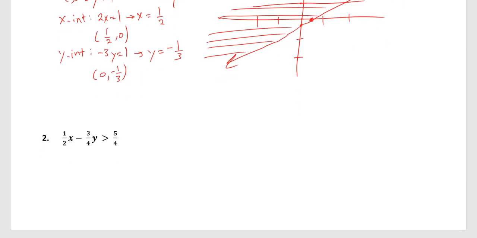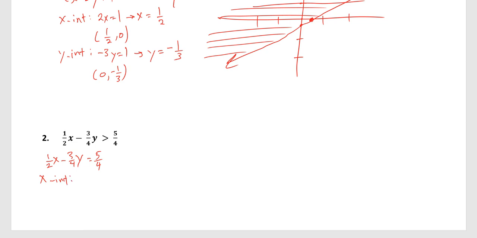Next exercise. 1/2 x minus 3/4 y greater than 5/4. So again, we convert it to the equation of a line, or basically just convert the inequality sign to an equal sign, and then just find the intercepts.